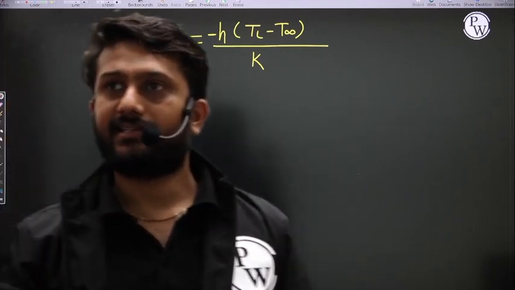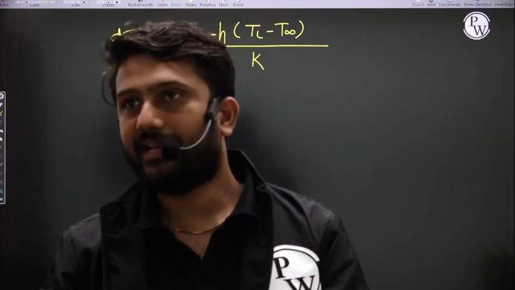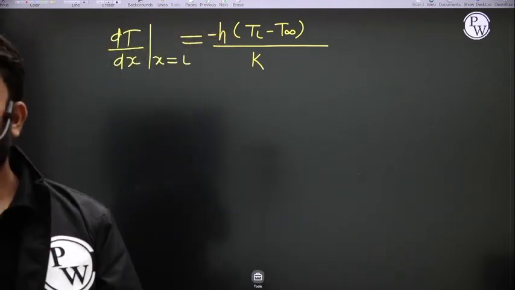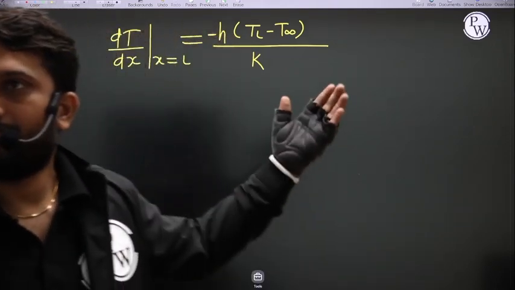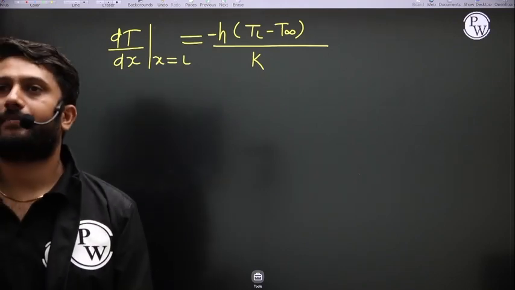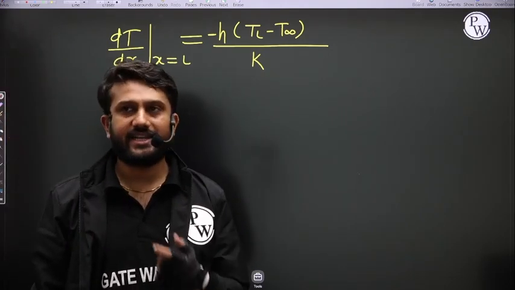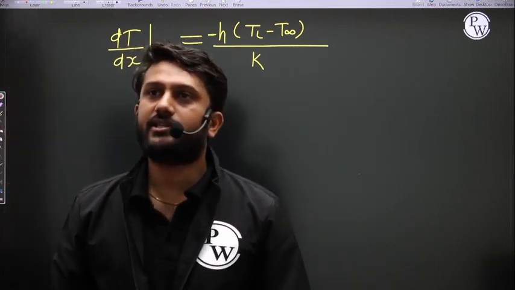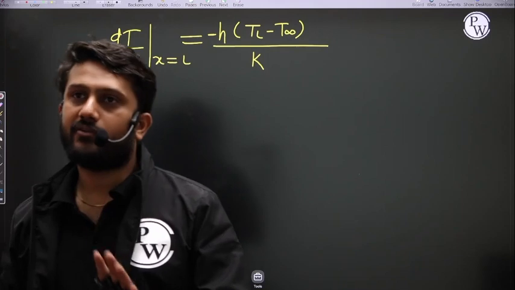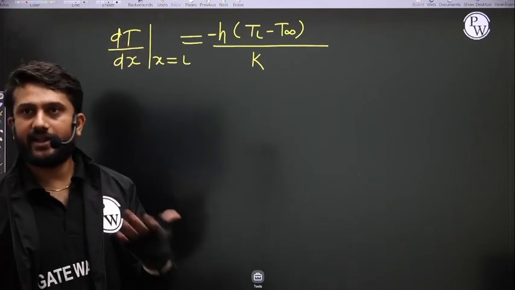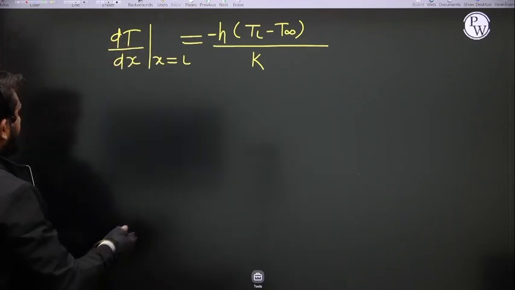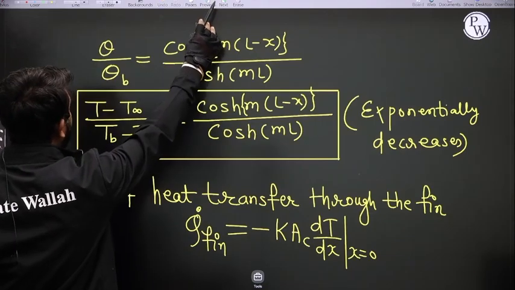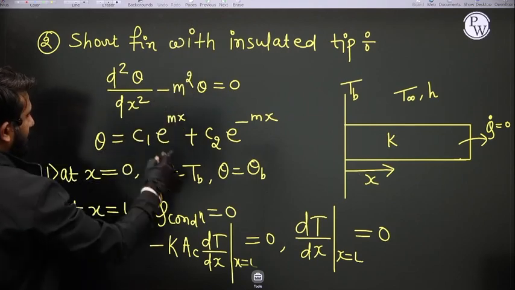In the earlier case, at x equal to L, dT/dx is 0, right? In this case, at x equal to L, dT/dx is minus h (T_L minus T infinity) by k. So again, use these two boundary conditions, and by using them you can easily find C1 and C2. After finding C1 and C2, put them in this expression.